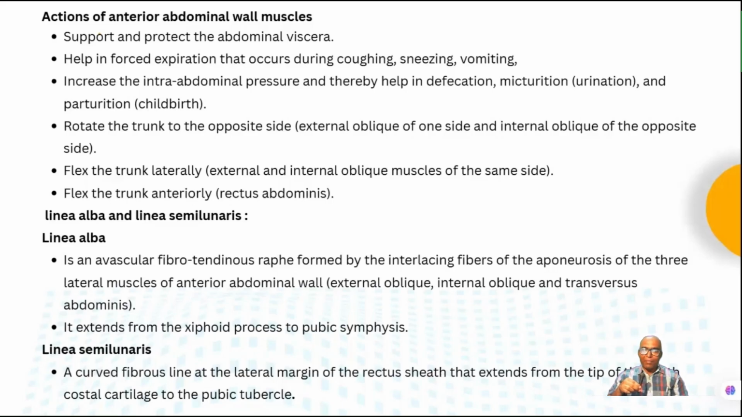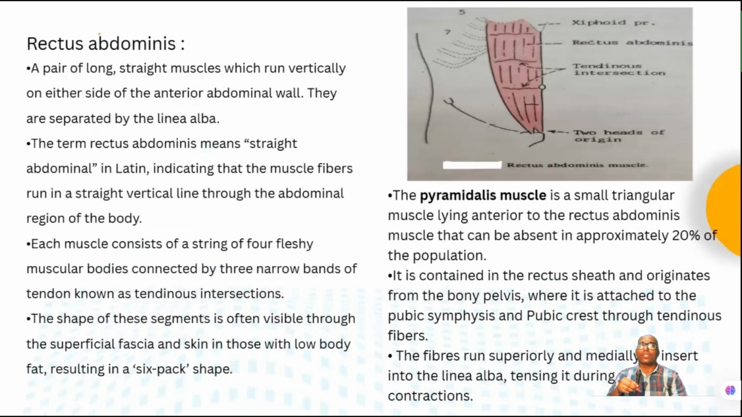Then you have the linea semicircularis, a curved fibrous line at the lateral margin of the rectus sheath that extends from the tip of the ninth costal cartilage to the pubic tubercle. So, lateral margin of the rectus sheath. Coming to the details of this rectus abdominis, we will go into it now.